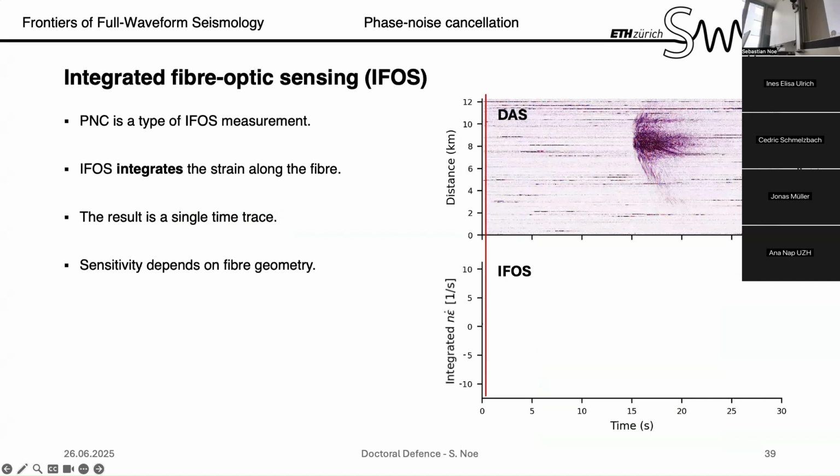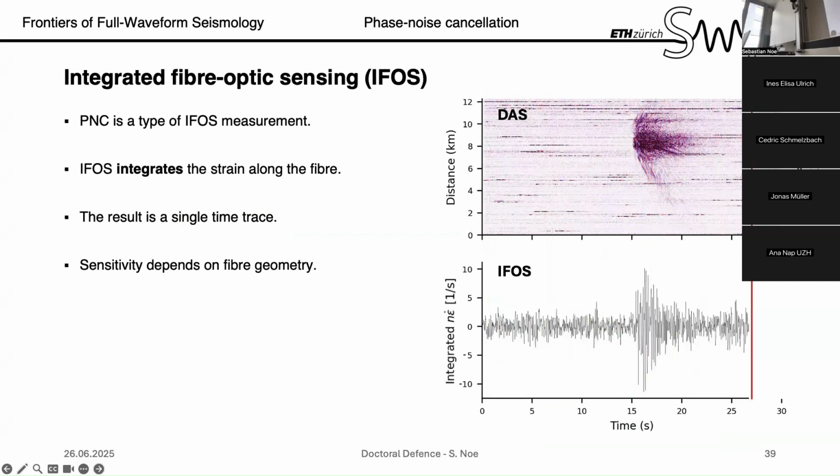But first, we need to understand the physics, what's actually going on. And we can compare this with DAS quite easily, because this is not distributed acoustic sensing anymore. It's a different kind of fiber optic sensing called integrated fiber optic sensing, or short IFOS, which, if you compare it directly to DAS, is quite easy to visualize. So it's just integrating along the entire fiber.